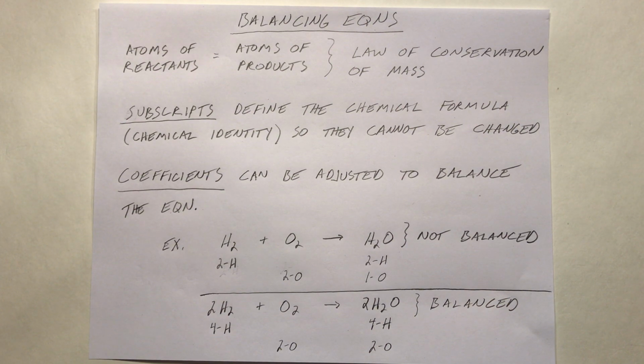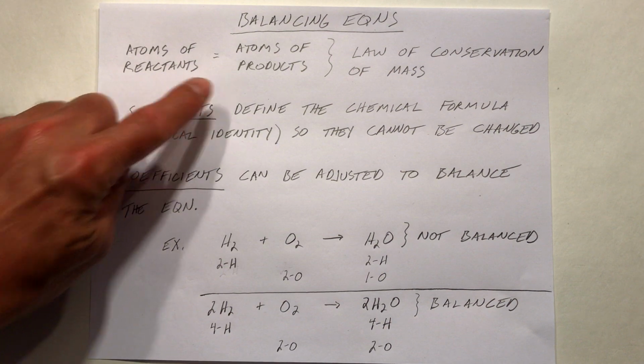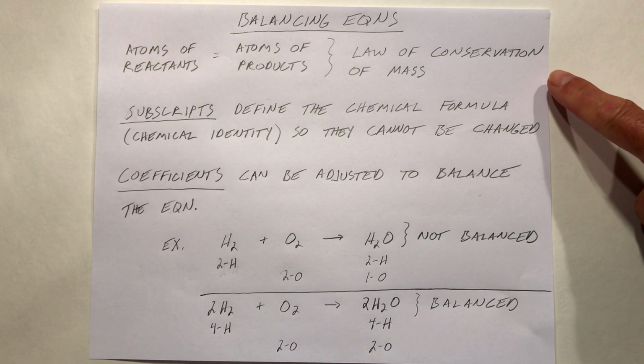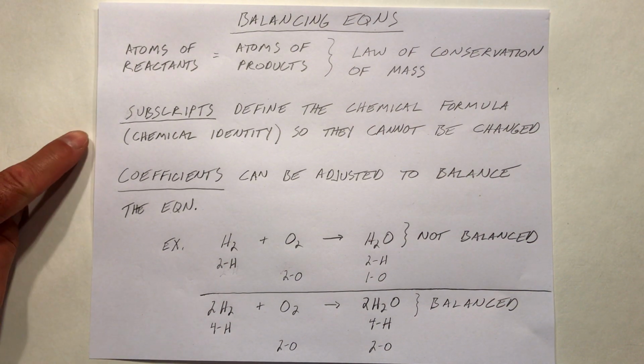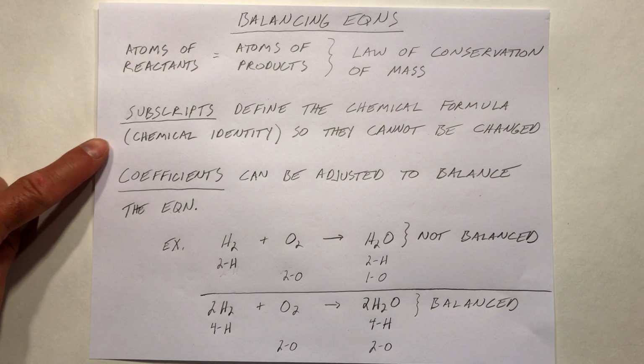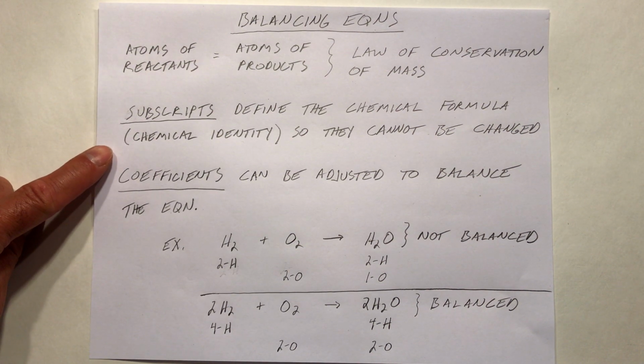All right, so let's talk about balancing equations. This is where we make the atoms of reactants equal to the atoms of products, and that's in keeping with the law of conservation of mass. Now remember that subscripts, the numbers that are on the bottom, define the chemical formula. They define the chemical identity, so you can't change subscripts.